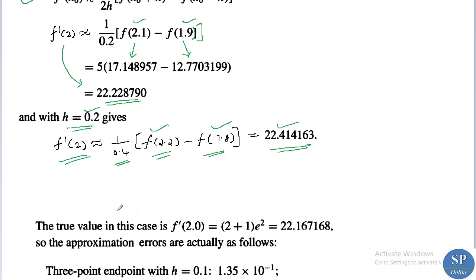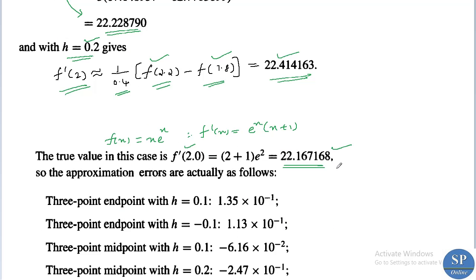Now if we want to find the actual value of f dash of 2, we know our function is f of x equal to x e power x. Therefore f dash of x is equal to e power x into x plus 1. Therefore f dash of 2 is 2 plus 1 into e power 2, which is equal to 22.167168. This is the actual value of f dash of 2. So the approximation errors of the above formulas will be as follows.